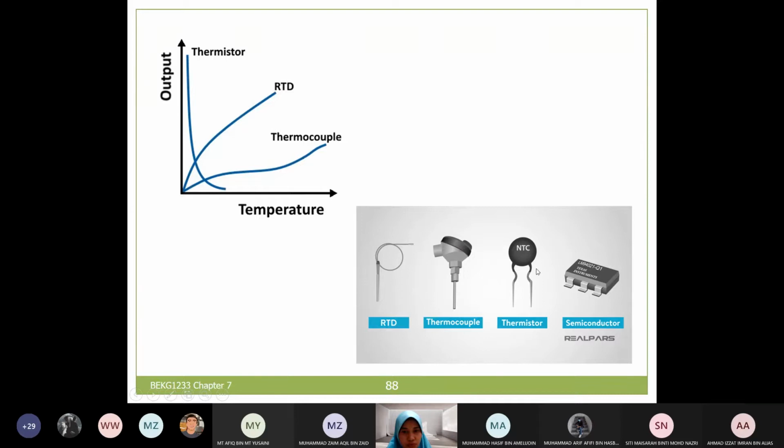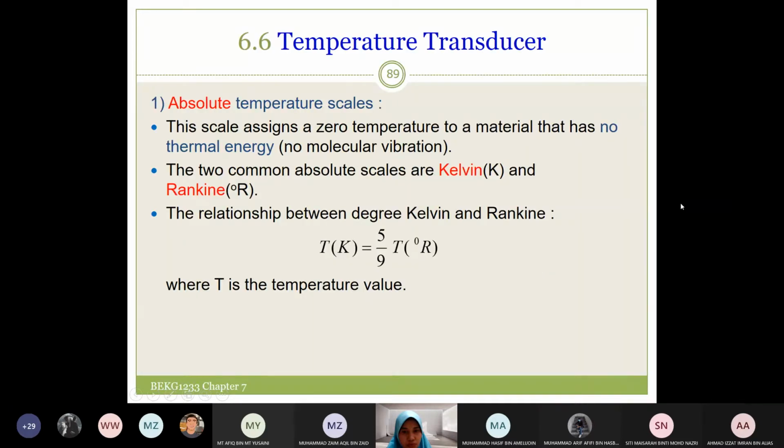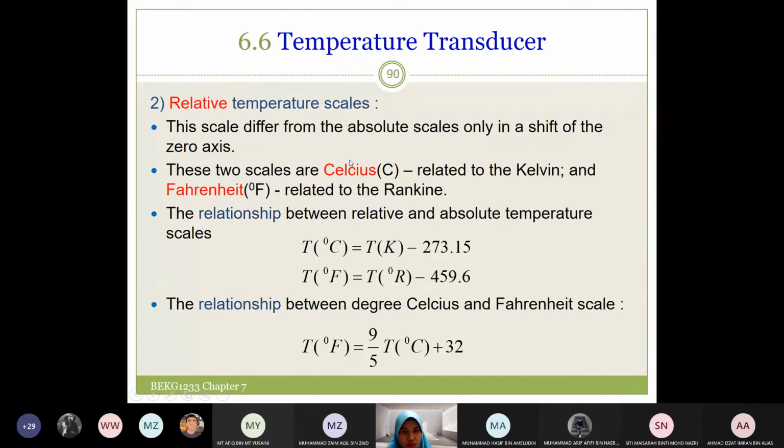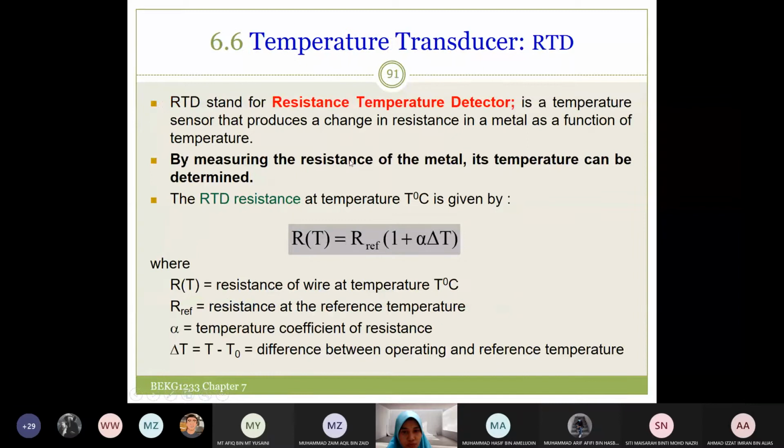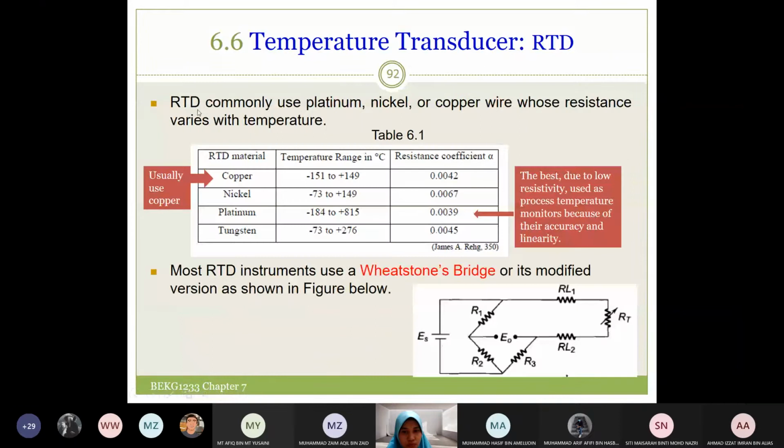Okay. RTD is resistance temperature detector. It's a temperature sensor that produces a change in resistance in a metal as a function of temperature. So, by measuring the resistance of the metal, its temperature can be determined. RTD commonly uses platinum, nickel or copper wire whose resistance varies with temperature. Okay, so these are the examples of RTD material: copper, nickel, platinum, tungsten.